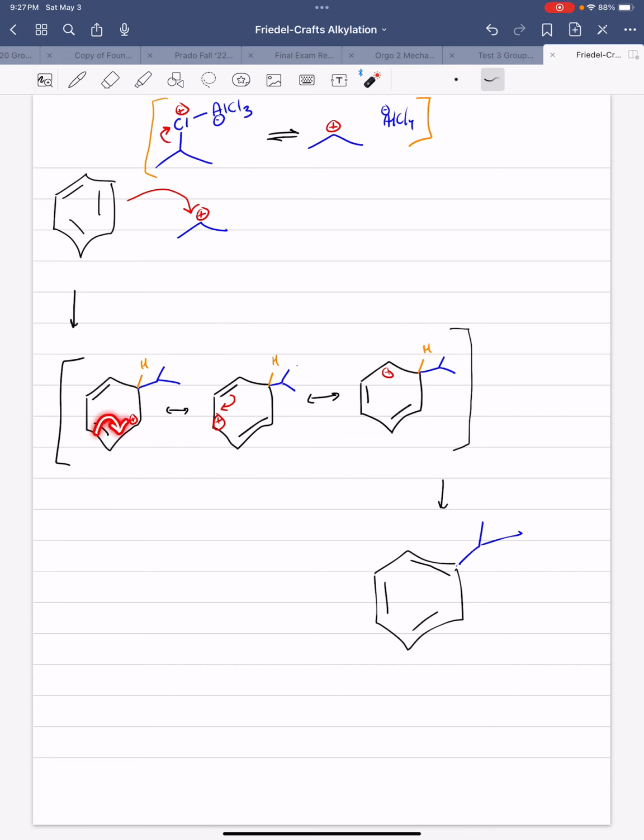This pi bond is going to reach over here to stabilize that carbocation. Now it's going to render this guy without a 4th bond. This guy's going to come to the rescue. So now the carbocation is here. And then remember when we kicked this guy off earlier, we've got an AlCl4-. It is going to come down like this.